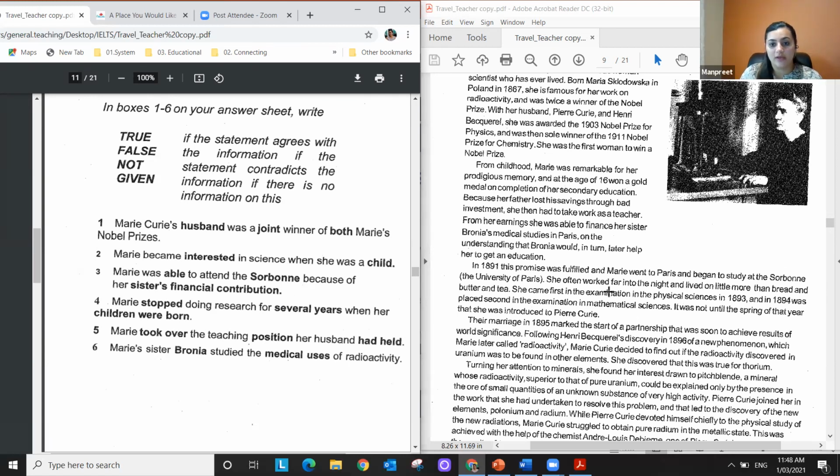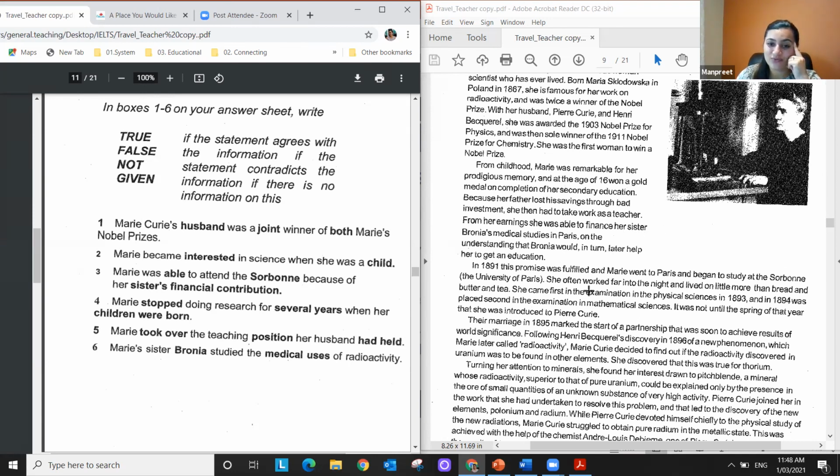Beautiful. Okay. So we have these keywords in the third paragraph, and also the second paragraph, last few sentences. Because it says she herself financed her sister for the university. So pretty much the answer will be false. True. Okay. Yes, good.